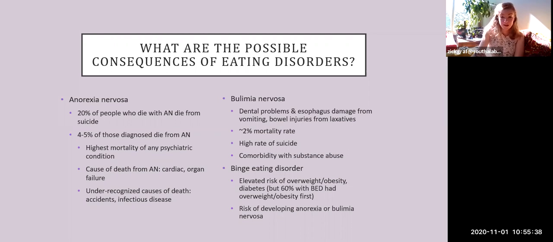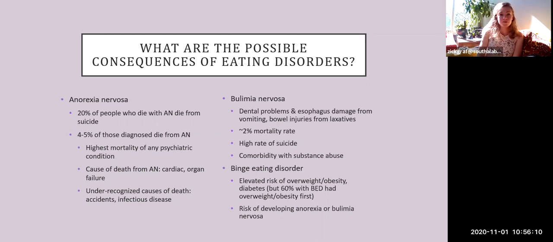Under-recognized causes of death in anorexia that can actually maybe be attributed to the disease itself are things like accidents. When you're under-eating, it impairs you cognitively. It's dangerous to drive. You aren't making good decisions. Your reaction time is slowed down. You're fatigued. You fall asleep really easily. You pass out easily. So people who are starving themselves are prone to dying in accidents, as well as infectious disease. So self-starvation seriously impairs your immune system and makes you more likely to catch and die from illnesses.